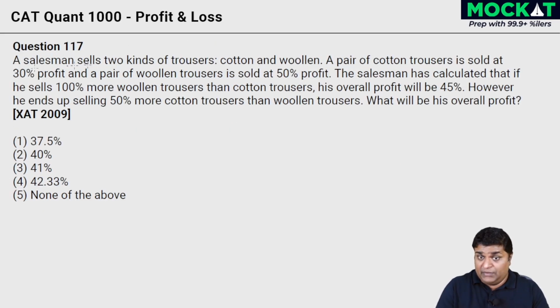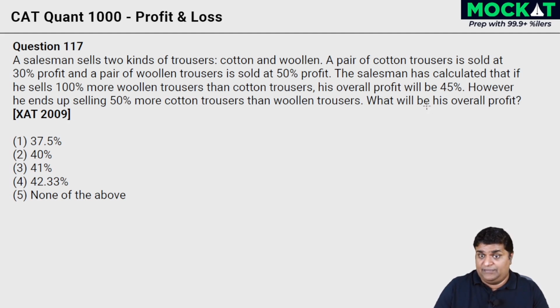On to question 117. A salesman sells two kinds of trousers, cotton and woolen. A pair of cotton trousers is sold at 30% profit, and a pair of woolen trousers is sold at 50% profit. Okay, profit percentages are given. The salesman has calculated that if he sells 100% more woolen trousers than cotton trousers, then the overall profit will be 45%. However, he ends up selling something else. What will be his overall profit?